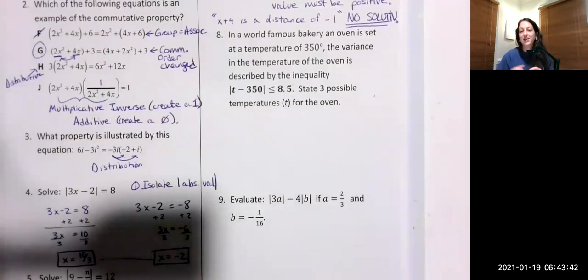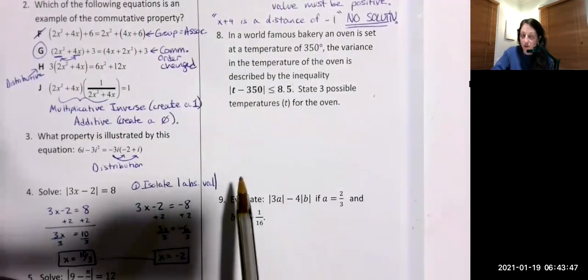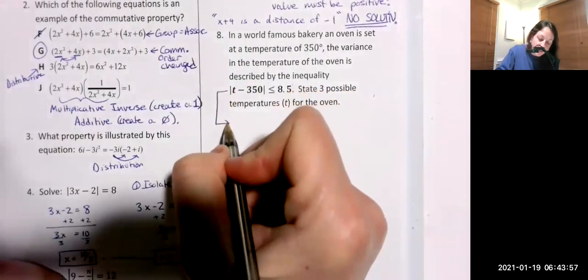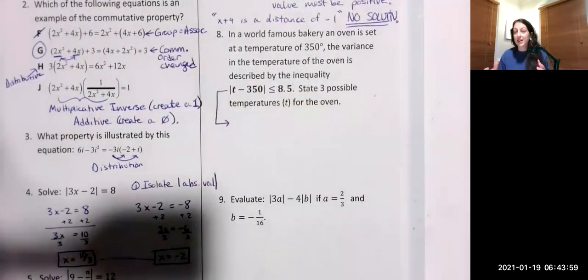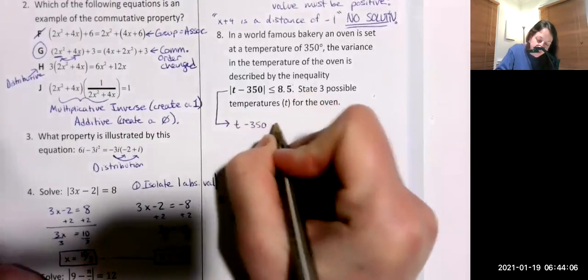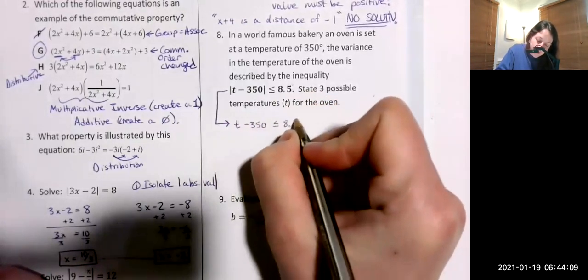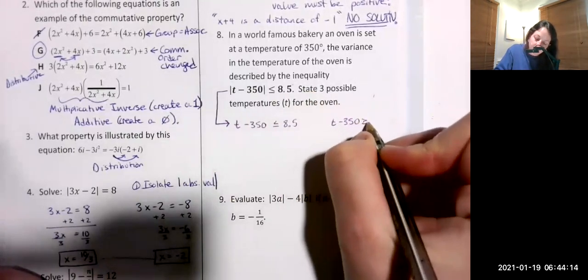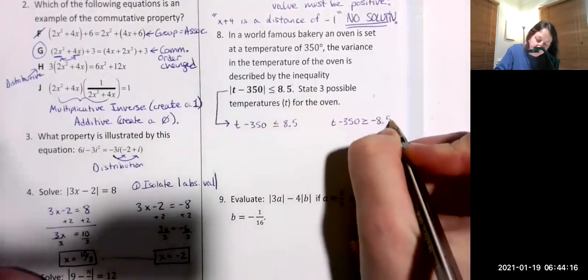However, they put this in a nice, lovely inequality for us. So we're going to go ahead and solve for this temperature, and it's going to tell us the absolute minimum and the absolute maximum. And then we're going to pick three values in the middle. So if none of that still made sense to you, let's just solve this inequality, all right? So when we solve this inequality, we're going to set up t minus 350 is less than or equal to 8.5, and t minus 350 is greater than or equal to negative 8.5.